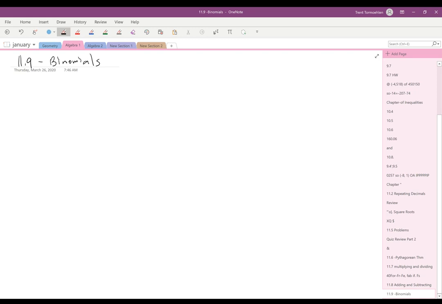Okay, so sometimes radicals take on a form something like the square root of 3 plus 4. First off, remember that these cannot be added together. This is an irrational number. This is a rational number. We cannot put those together.